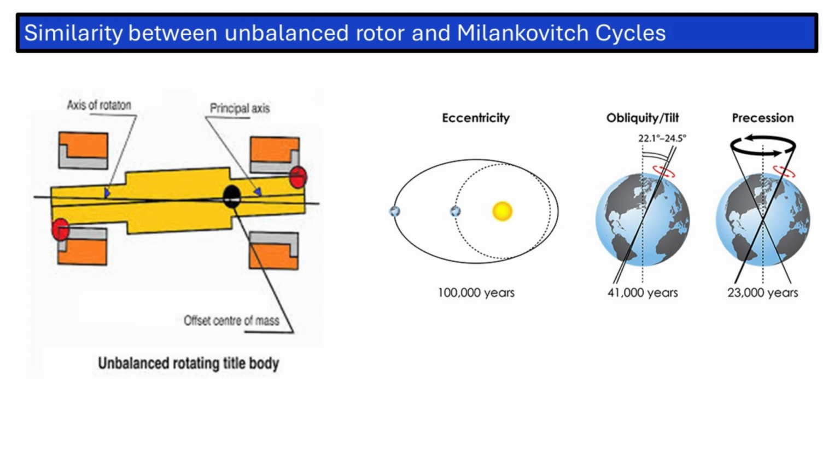There's the similarity between the orbits described by an unbalanced rotating rotor to that of the Milankovitch cycle, which gave me the idea that the Earth may be well modelled as an unbalanced rotating body. In order that the Earth is unbalanced, the centre of mass has to be moved off-centre.